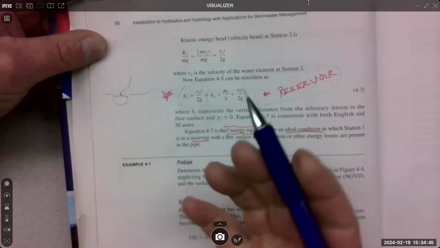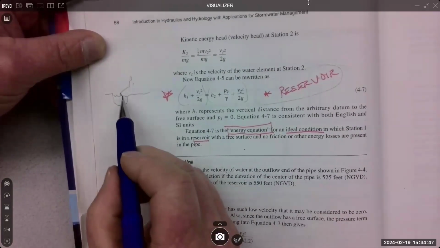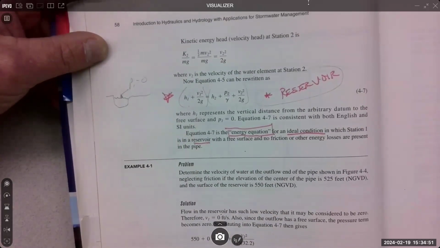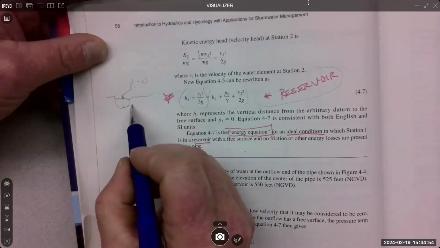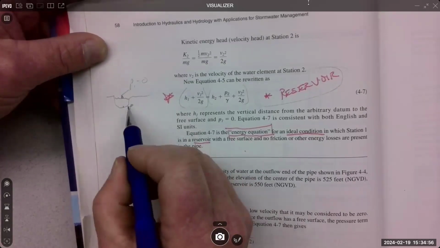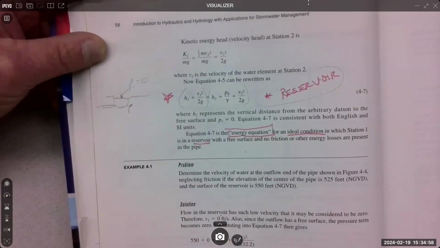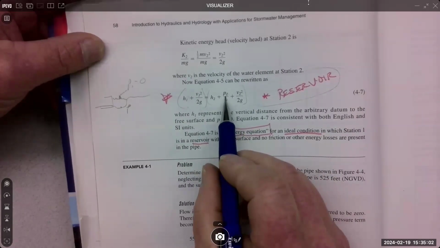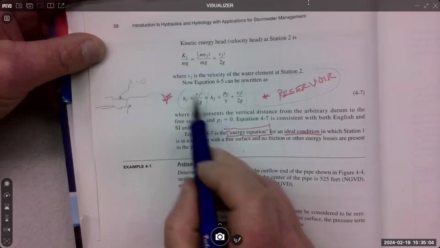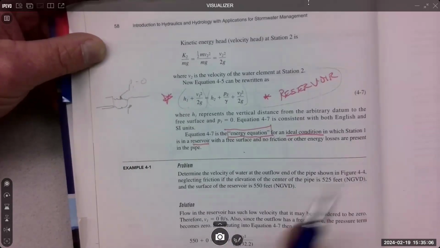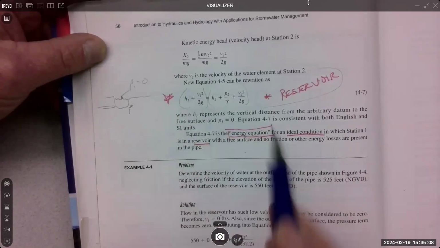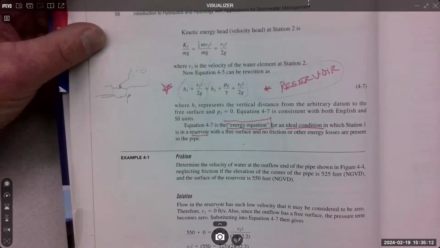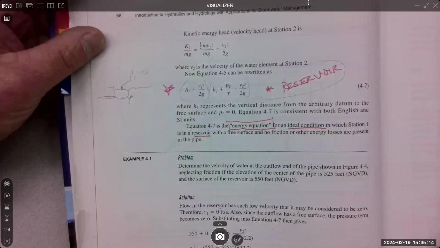P1, the initial pressure of the reservoir, is 0. There is no pressure right there, right? Down here, there's a pressure. So maybe if there was an output pipe or something that was our system, we might have a P2 involved, but P1 disappears for a reservoir. So just note that they build their logic for the energy equation with a reservoir in mind.